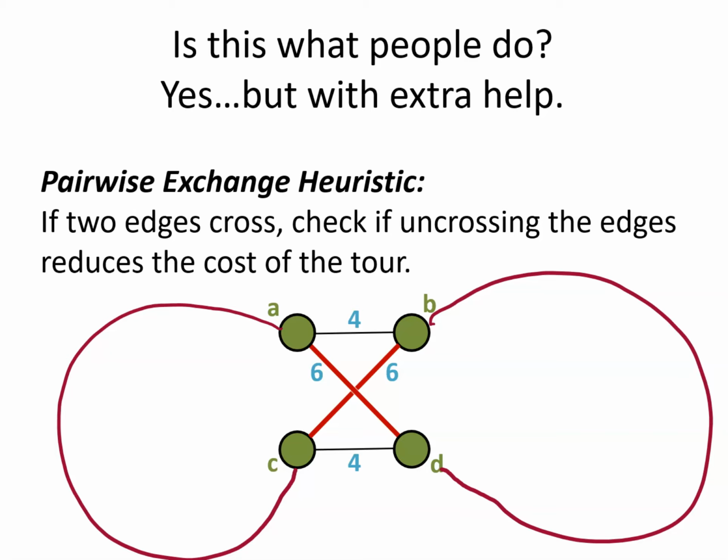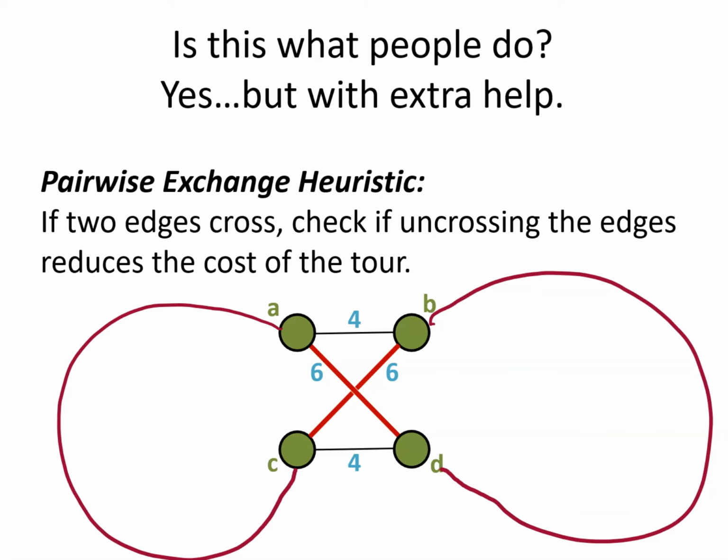This is a rule that says if 2 edges cross, it might be worthwhile to check if uncrossing those edges would reduce the cost of the tour. In the general traveling salesperson problem, this isn't necessarily guaranteed to help anything. The fact that edges cross isn't meaningful. But in a map or another Euclidean setting, this is usually a fairly good sign something inefficient has happened.